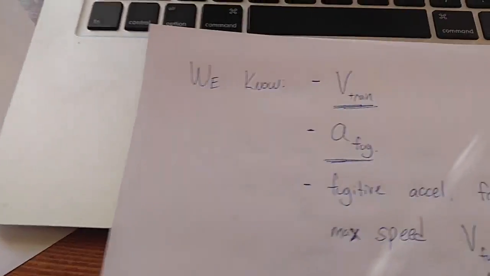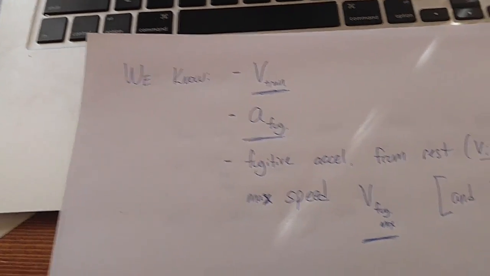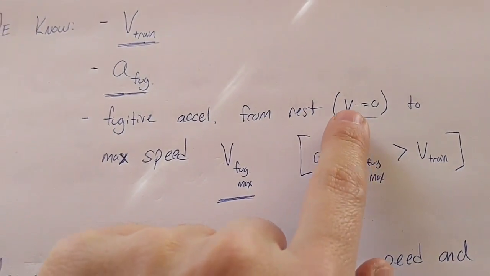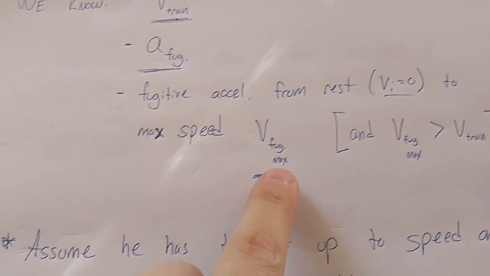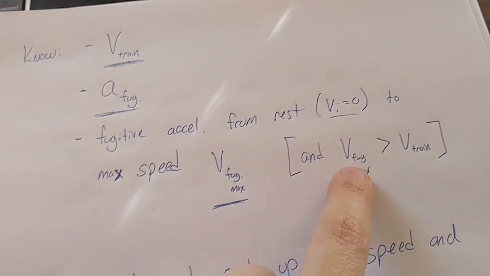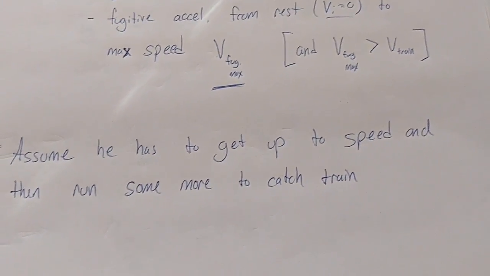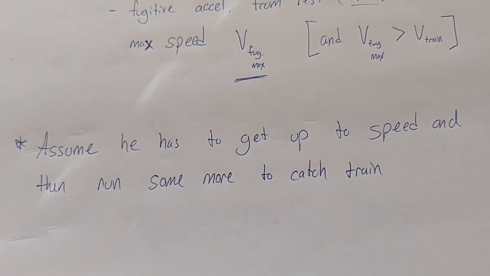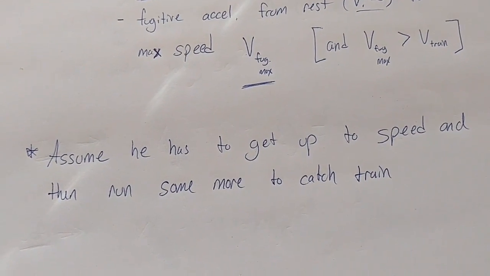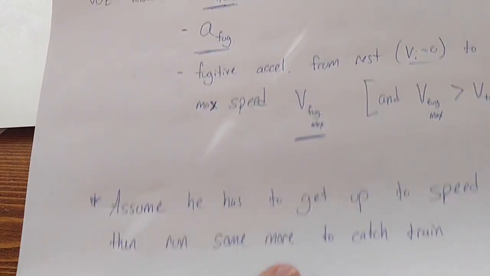Let's talk about what we know. We know the speed of the train, the acceleration of the fugitive, and we are told that the fugitive accelerates from rest, which would be a speed of 0, to a max speed, what I'm going to call v fugitive max. And we also notice that our fugitive's maximum speed is greater than the speed of the train. Let's assume, just to get us started, that he has to get up to his maximum speed and then run some additional distance in order to catch the train. So he will be getting all the way up to this speed and then having to run some more.